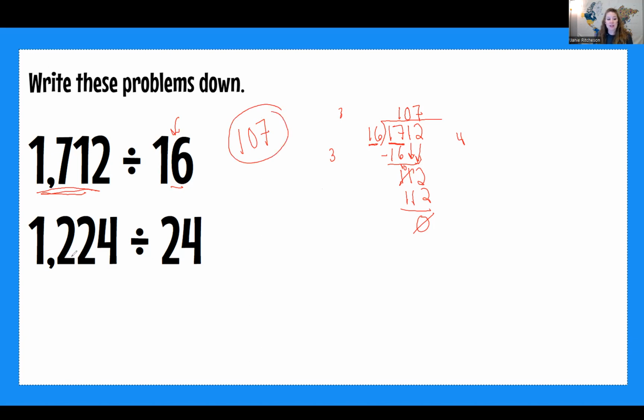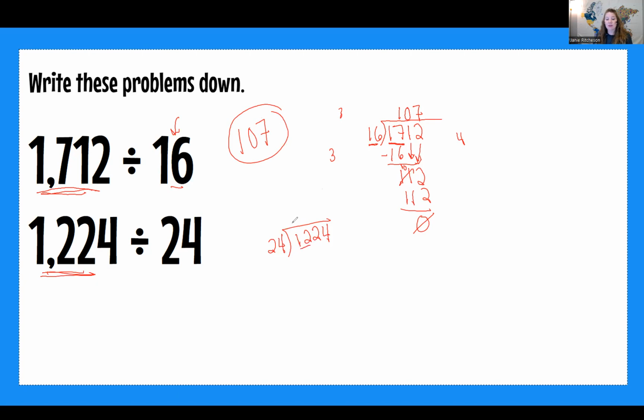All right, let's try the next one. The first number, the dividend, goes inside the division box. The divisor, 24, goes outside the box. How many times will 24 go into 1? It won't. So now I go to the next number. How many times will 24 go into 12? Well, it still won't.